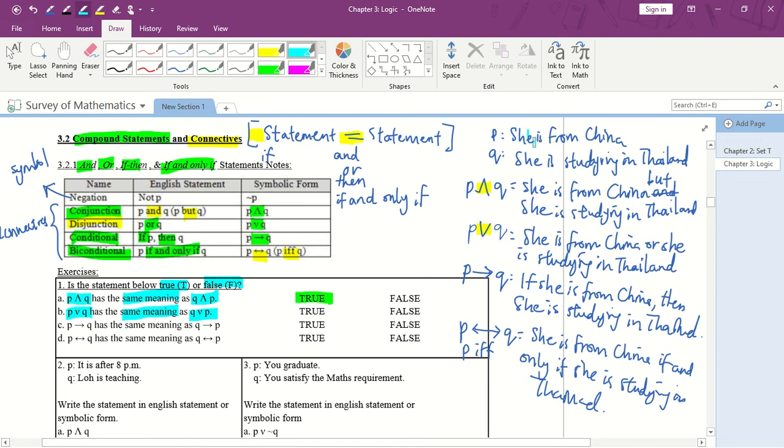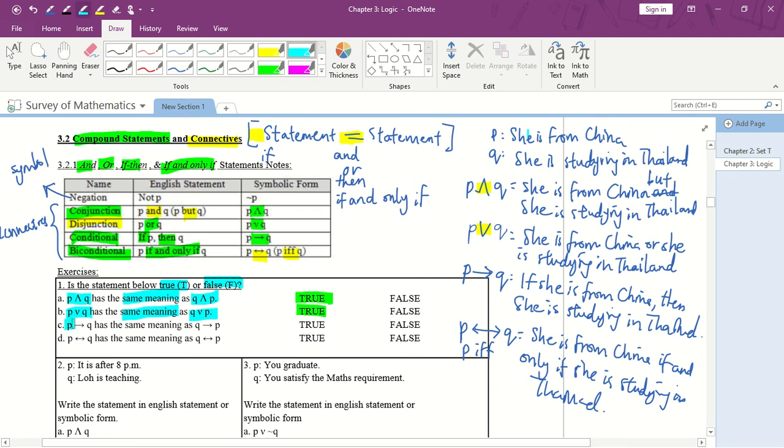So in this question, I will say it will be: she is from China or she is studying in Thailand. And the other way around is: she is studying in Thailand or she is from China. So is it the same meaning? The answer is yes, it is still the same meaning. How about the next one?